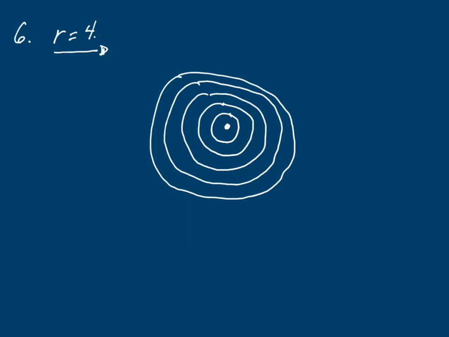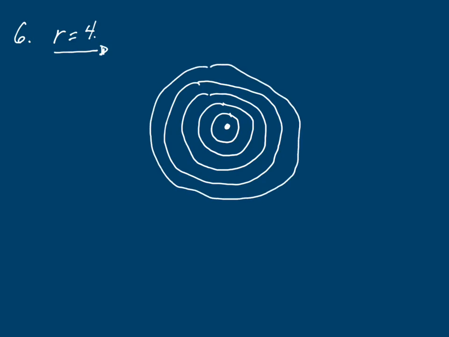Oops, that's a kind of bad circle. Let me try to do it a little better. But hey, we're all here. So that's 1. If you draw your polar axis, this is 1, 2, 3, 4, 5.